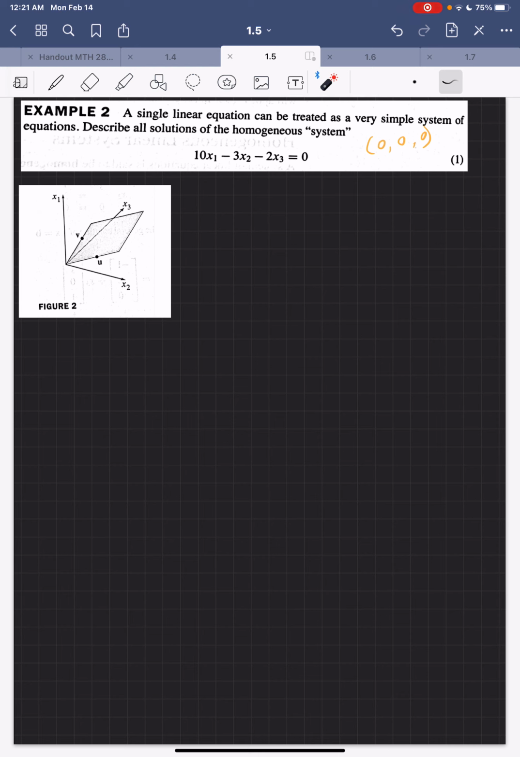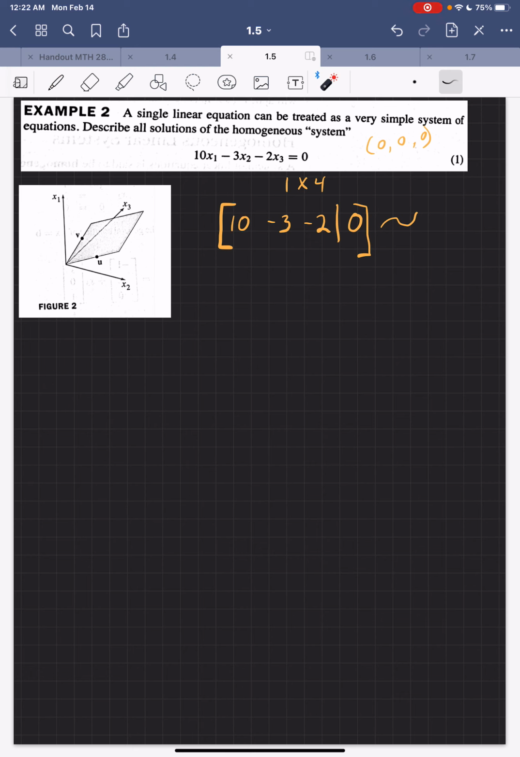Well, we'll see if we can figure this out. The way you would set up a matrix for this is a very, very simple matrix, because it's only one row, isn't it? You got 10, -3, -2, 0. So this is a 1 by 4 matrix.